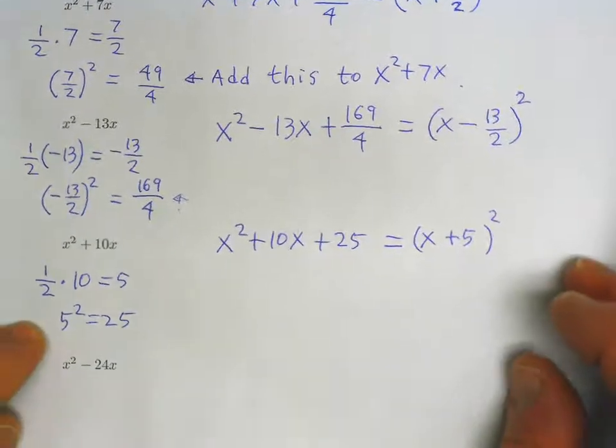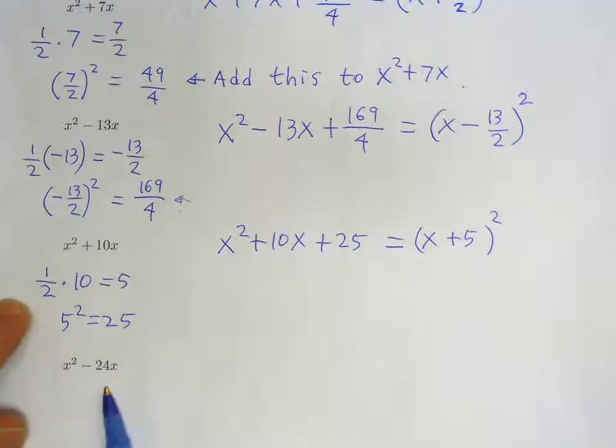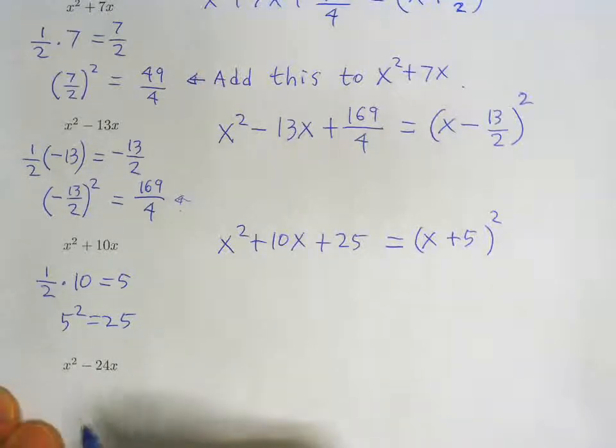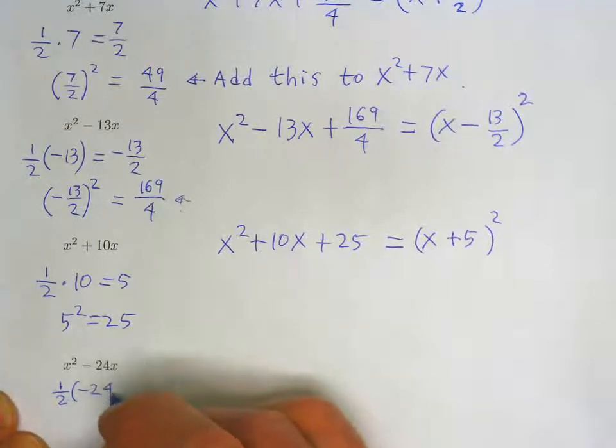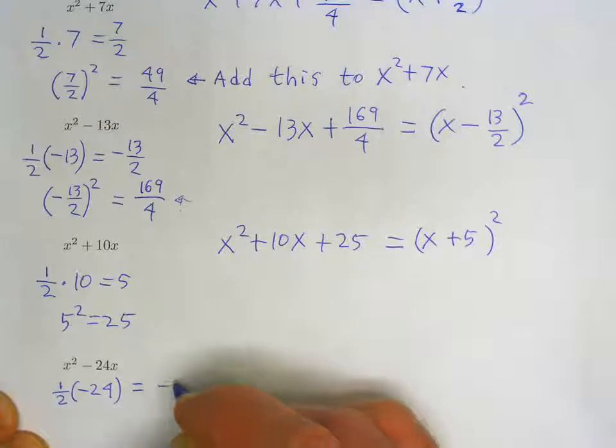Okay, one more. X squared minus 24x. The coefficient of x squared is 1, so that means we want to take 1/2 of negative 24, which is negative 12.